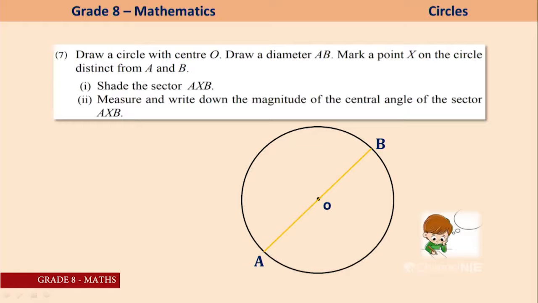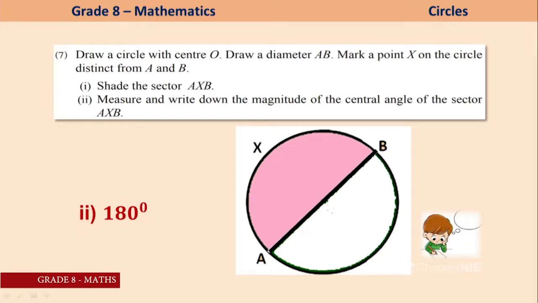You can draw a diameter and name the diameter as AB. Mark a point X on the circle distinct from A and B. You have to mark a point X. Then shade the sector AXB. You have to shade the sector AXB like this. The pink color region is the sector AXB. So, the second question I asked about: measure and write down the magnitude of the central angle of the sector AXB.